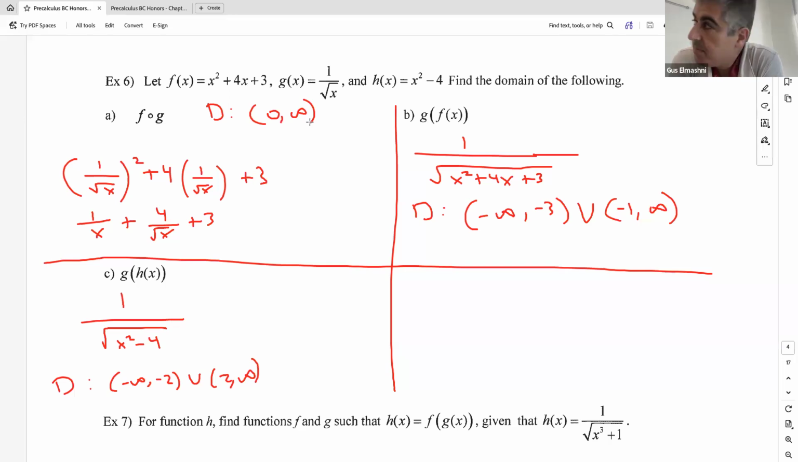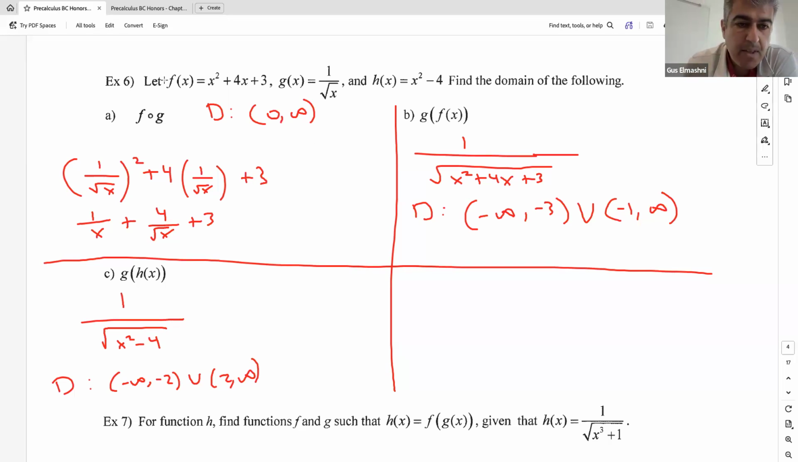Okay, how do we feel? Feel pretty good? So you just plug in 1 over root x into the f function. Obviously x has to be more than 0, but it can't include 0. For b, you put the f into the g function. You do a sign chart, which I kind of did in my head. Again, you don't want it to equal 0 because you can't divide by 0, so you don't include -3 and -1. And c, same thing. Don't want to divide by 0, but you have to keep it positive, so you should get that.